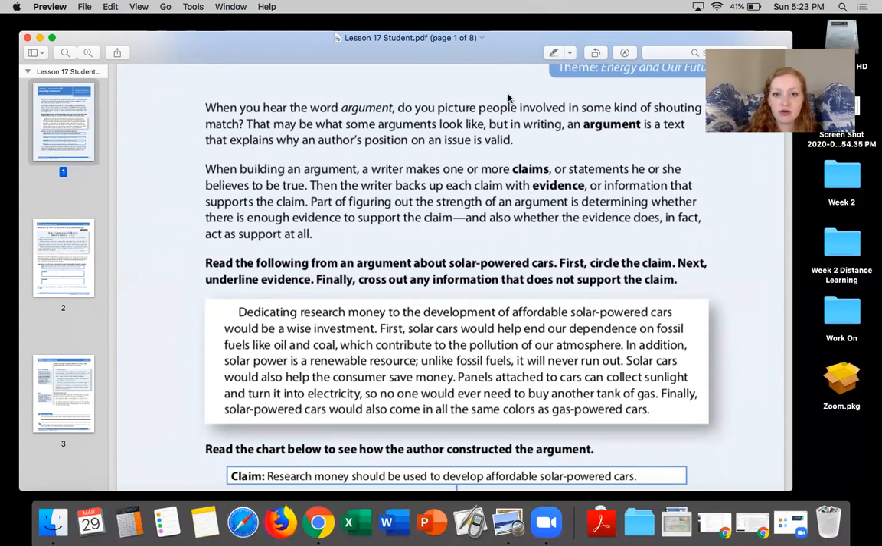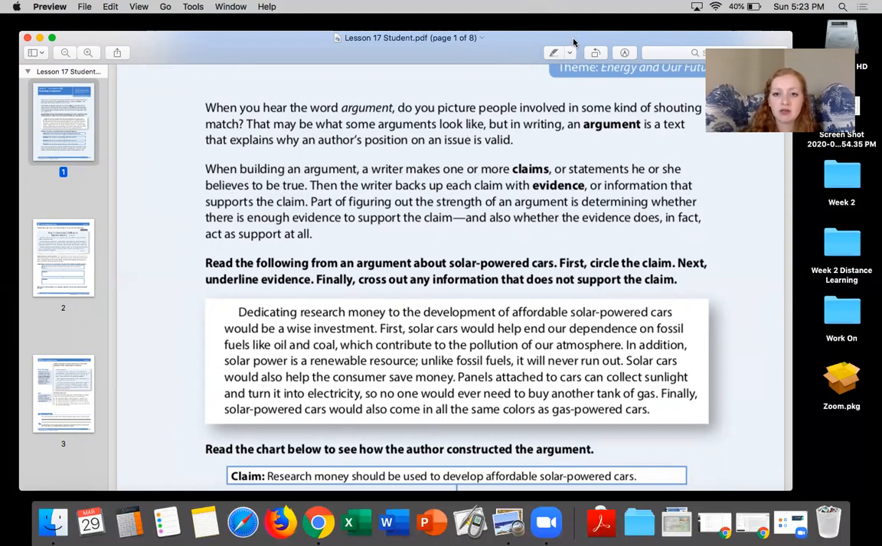Okay, so we all know what an argument is. It's someone taking a side. In a text, it's when it explains why an author's position on an issue is valid. Okay, so defending themselves is what an author is doing. Okay, claims are statements that he or she, the writer, believes to be true.